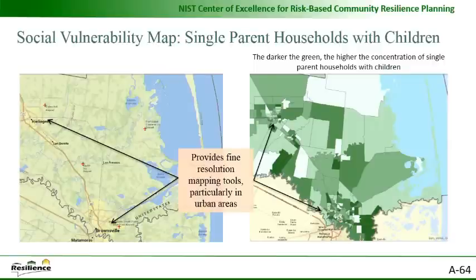here we've got a map of a coastal county with a couple of critical urban areas. Havadan, you may recognize the area. Here we've got a social vulnerability map. This is a map of the characteristic of single parent households with children. The darker the green, the higher the concentration of populations in those areas. And if you'll notice in the urban areas, we get very fine resolution, very small neighborhood areas. A little bit problematic as we move out into suburban and more rural areas.